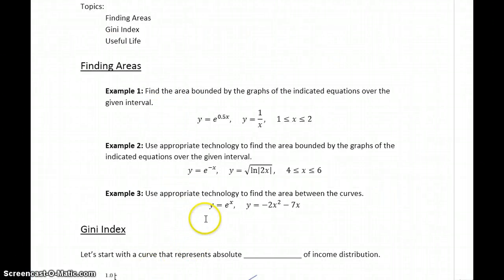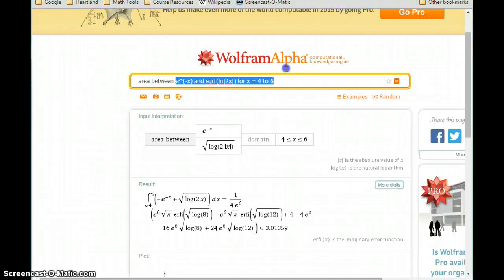The last example is a little bit different in the sense that it doesn't give us an upper and lower bound for x. All we're given are just these two functions. But again, this is something Wolfram Alpha can interpret and take care of for us. So we want the area between e to the x and negative 2x squared minus 7x. So we're not inputting any specific domain restriction. Since we don't do that, Wolfram Alpha will automatically find where these two functions intersect with each other and just find the area for any shaded region in between the two curves.